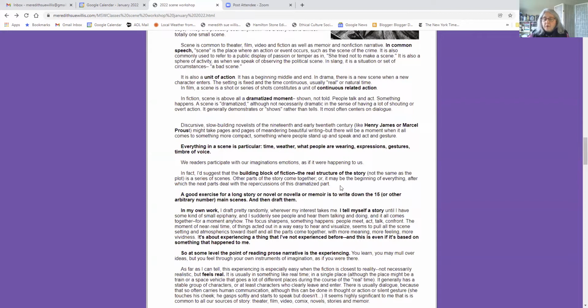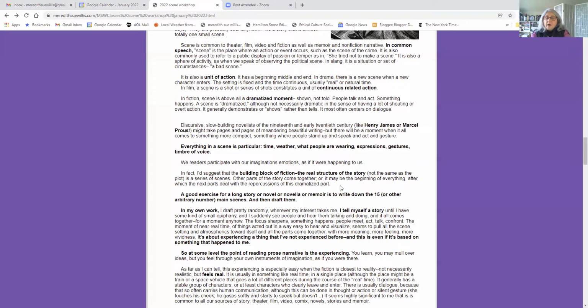Some of you who've taken novel writing with me have heard me say one of, I think, the best exercises for a novel, but it certainly is true for a story of any length or a memoir, is to write down 15 or some other arbitrary number, shorter for a shorter piece, of the main scenes of the story. Just make them up. Say these are the things that are going to happen. They meet, they have a fight, they pass on, they go away from each other for 10 years, they meet each other again. And after you've written all these down, you have something very close to an outline, a certain kind of outline. And then the procedure would be to draft them.